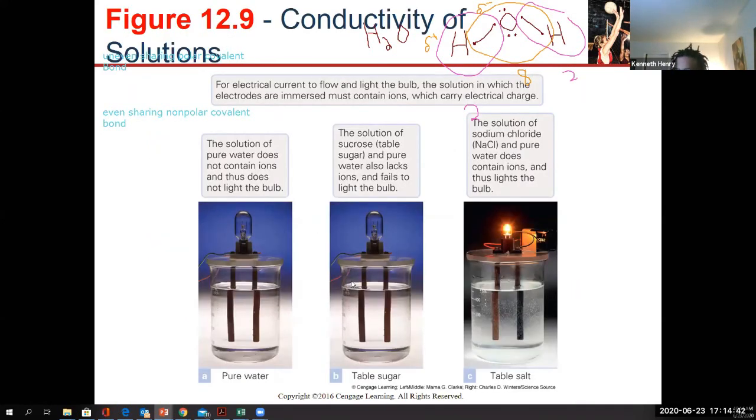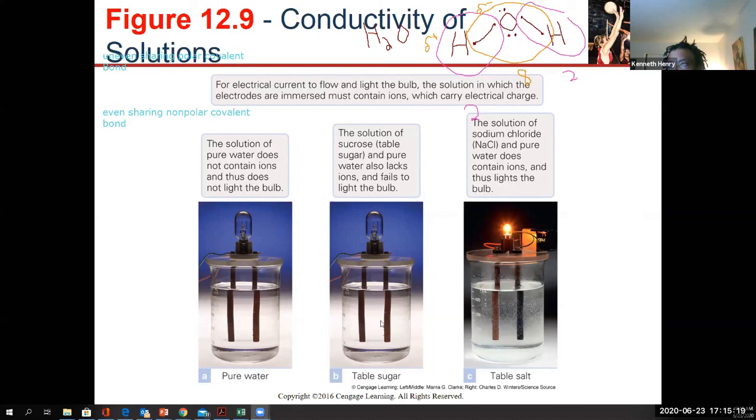Okay, so here is an example. Here we have pure water. Here we have table sugar in water. Here we have table salt in water. Table sugar is a molecular compound, so they're sharing all of the bonds, right? I'm not going to draw it out because I'd be drawing for days, but it's basically 2 glucose rings.